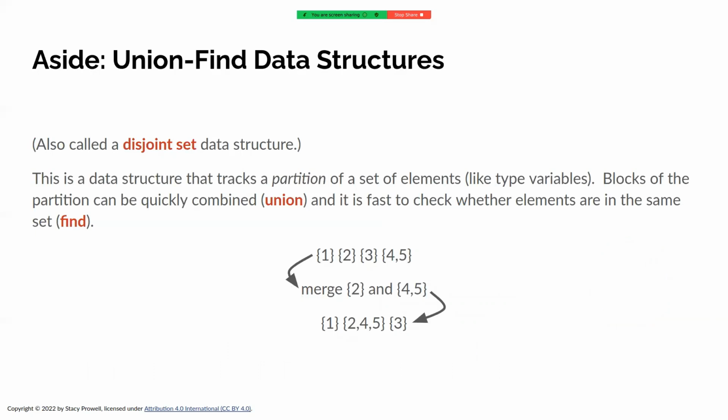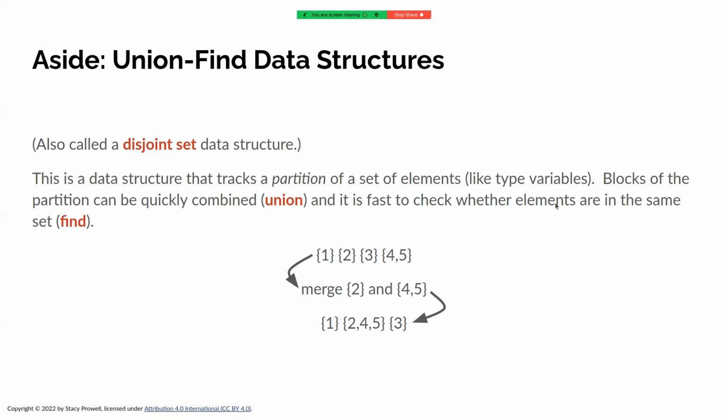Before we get into that, though, we have to talk about one thing he mentions, because you may not be familiar with it, and if you're not, you probably should be. It shows up everywhere. And that is what he calls a union-find data structure. Sometimes it's called a disjoint set data structure. And it's a data structure that keeps track of a partition of a set of elements. And in this case, type variables. So blocks of the partition can be combined pretty quickly with a union.